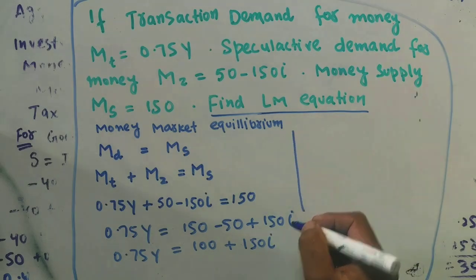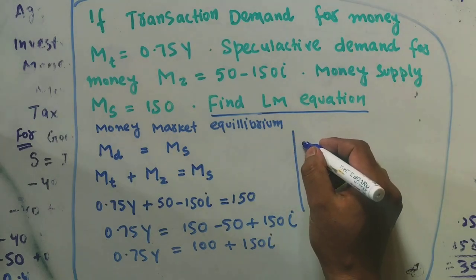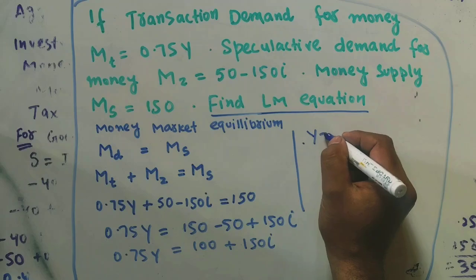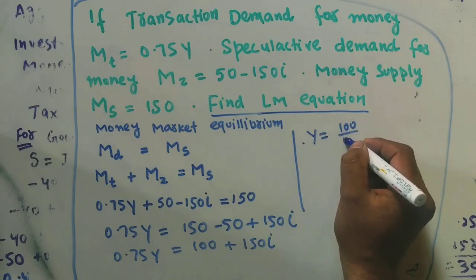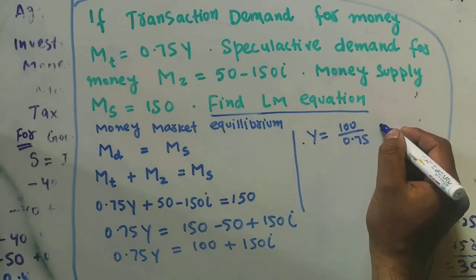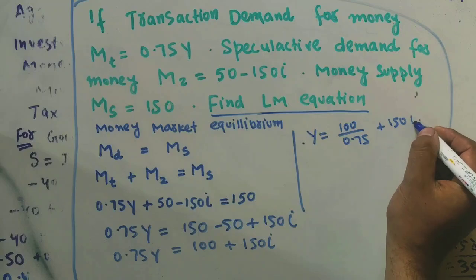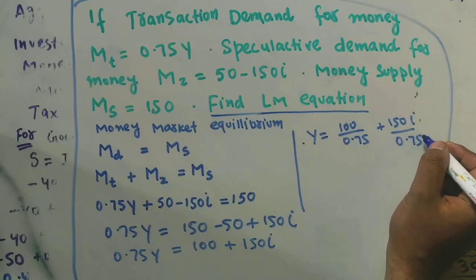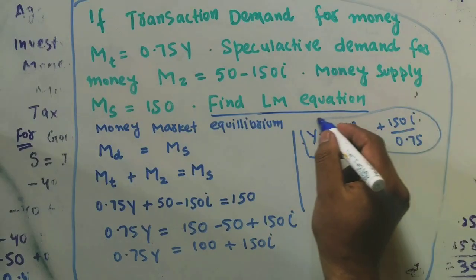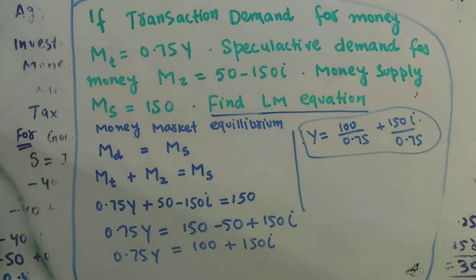Now dividing both sides by 0.75, we have y equal to 100 upon 0.75 plus 150I divided by 0.75. So solving further will give us the LM equation.